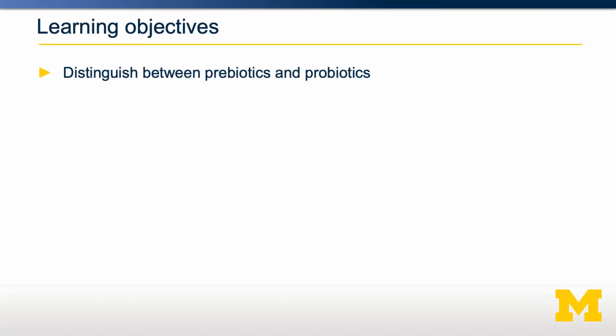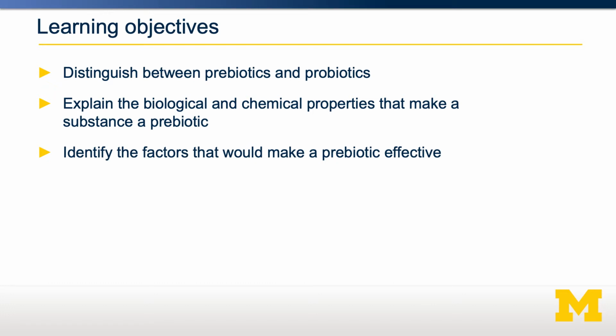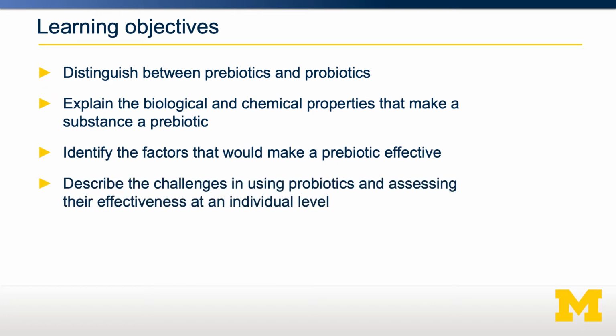Today, we're going to talk about prebiotics and probiotics. These are two nutritional ways by which we can try to modulate our gut microbiome. We're going to talk about the difference between prebiotics and probiotics. We're going to talk about some of the biological and chemical properties that make a substance an effective prebiotic. We're then going to talk about some of the factors that make it effective, and then we're going to describe some of the challenges in using probiotics and assessing their effectiveness at an individual level.